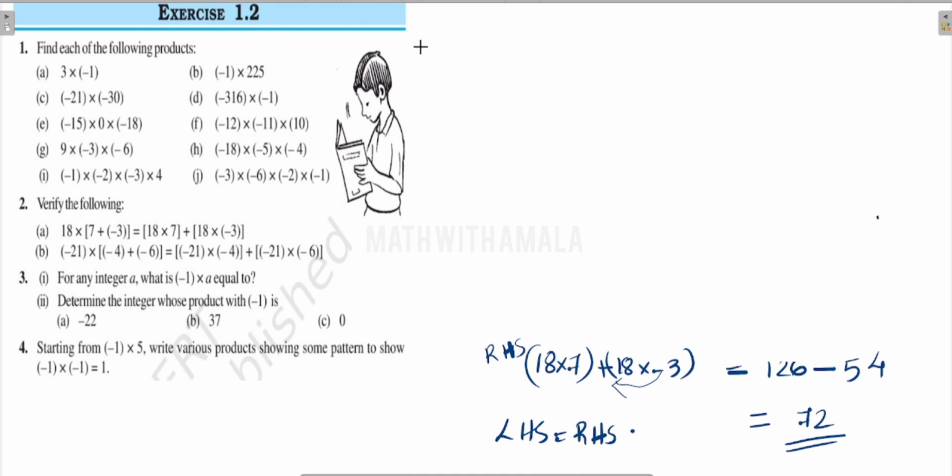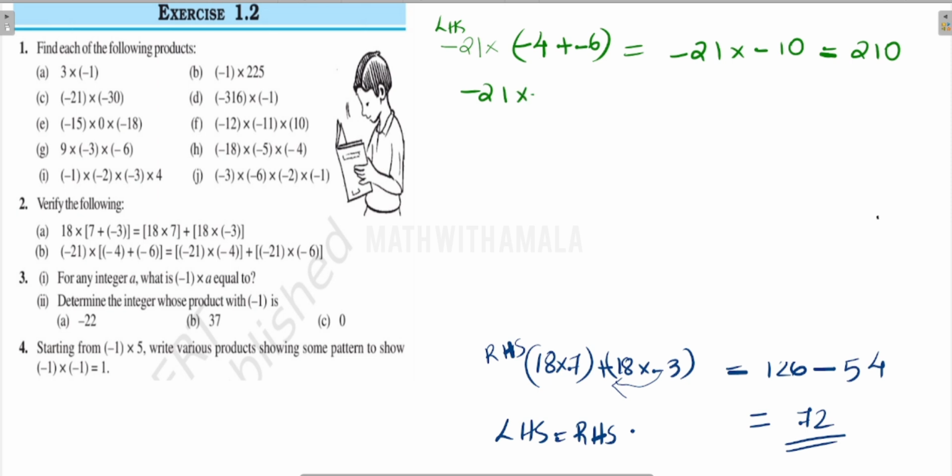Okay. Next one, B part, minus 21 into minus 4 plus minus 6, which is equal to minus 21 into minus 4 plus minus 21 into minus 6. Again, this is having the distributive property of multiplication over addition. So let's do the LHS portion first. Minus 21 into minus 4 plus minus 6, which is equal to minus 10. The bracketed portion is done first. Next, minus 21 into minus 10 is equal to 210. Next, minus 21 into minus 4 plus minus 21 into minus 6, that is the RHS.